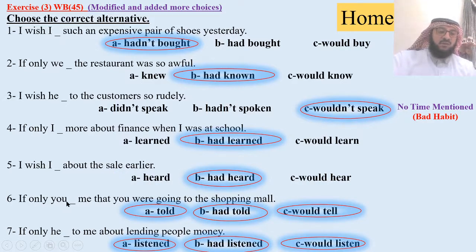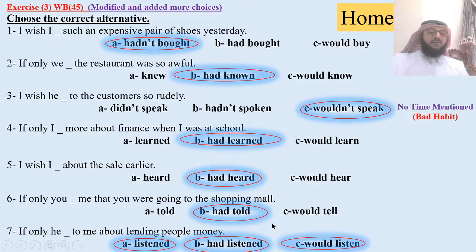Number 6: if only you me that you were going to the shopping mall. لو إنك بس أخبرتني إنك were going، إنك كنت حتمشي. Were في الماضي. Told, had told, would tell, had told. نعم. الموقف في الماضي، were. إذا regret لازم يكون في ال past perfect. Had زائد verb 3.